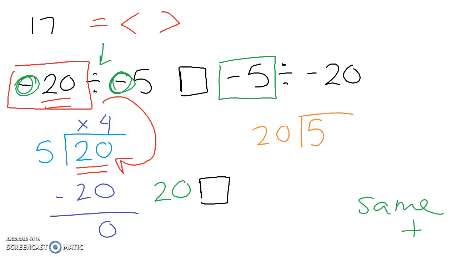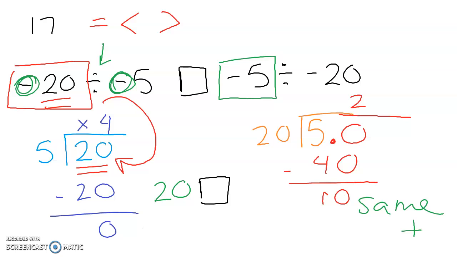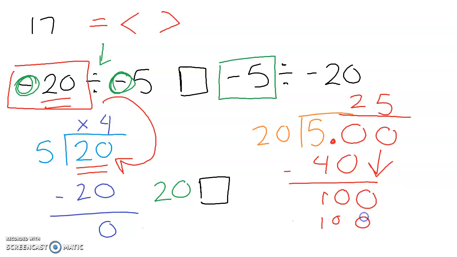All right, so with this, though, 20 does not go into 5, so you have to do the whole add a decimal and a 0 thing. 20 goes into 50 twice, because 20 times 2 is 40. You get 10, but unfortunately, 20 does not go into 10. So you have to add another 0, bring it down, 100. 20 goes into 100 5 times, because 5 times 20 is 100. We subtract that, get a remainder of 0.